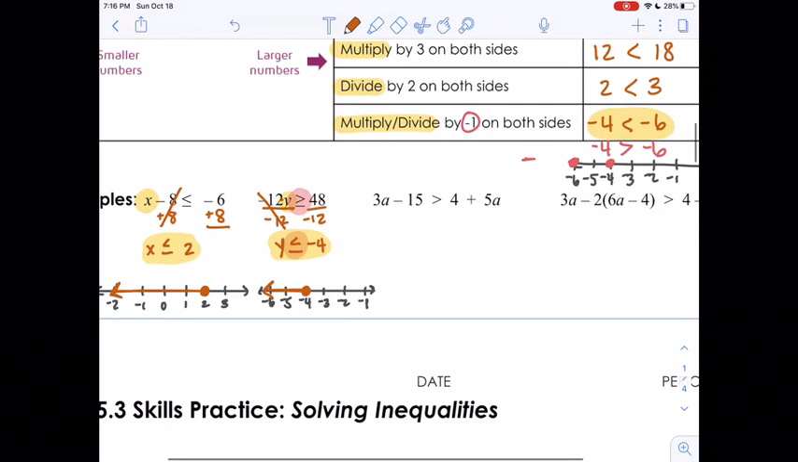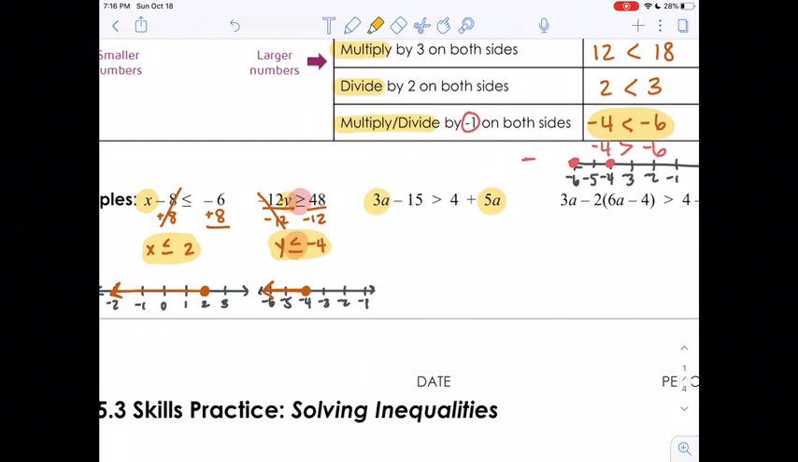Looking at this next one, I have 3a minus 15 is greater than 4 plus 5a. This one's a little bit more complex because I have variables on both sides. I have 3a on the left and 5a on the right. The first thing I need to do is get those together. So thinking one step ahead, in order to keep my a positive, I'm actually going to subtract 3a from both sides. Notice how I'm showing that I'm doing this on both sides. 3a minus 3a cancels, leaving me with negative 15 is greater than. Now, so far I've just subtracted. Remember, subtracting is fine. So I just keep my sign. 4 plus 5 minus 3 is 2a.